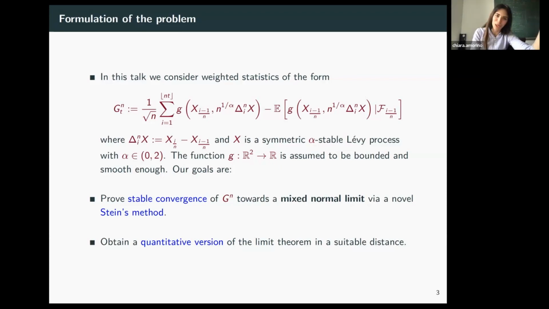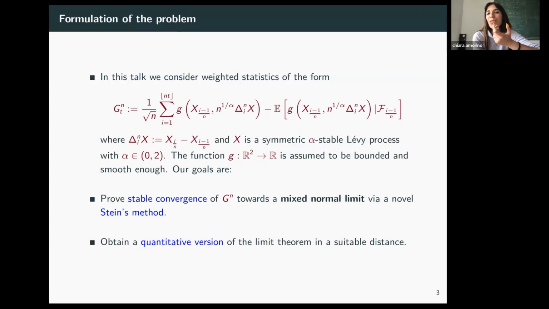So, of course, we are going to introduce in detail what is this stable convergence. So far, let me say that it's basically a formulation of a weak convergence. And after having proved this stable convergence, we want to show also a quantitative version of it. So we want to say how fast this convergence is happening.